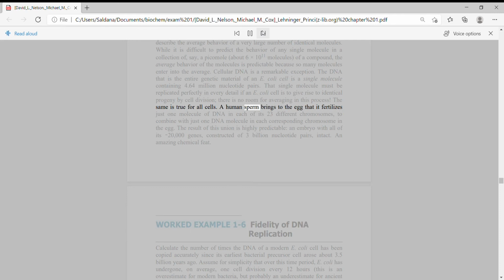A human sperm brings to the egg that it fertilizes just one molecule of DNA in each of its 23 different chromosomes, to combine with just one DNA molecule in each corresponding chromosome in the egg. The result of this union is highly predictable: an embryo with all of its 20,000 genes, constructed of 3 billion nucleotide pairs, intact. An amazing chemical feat.